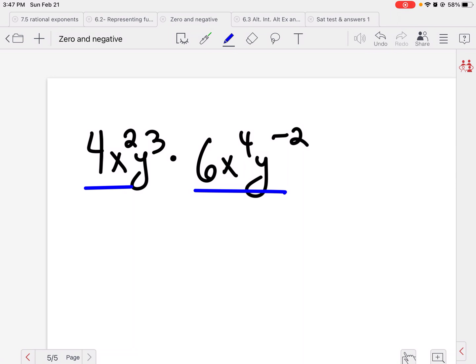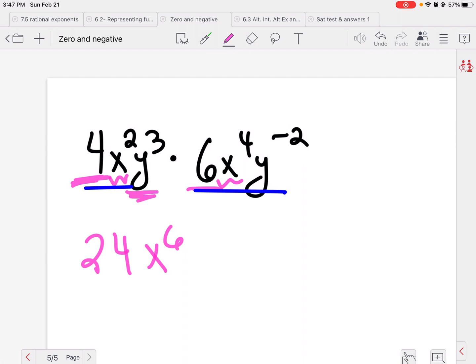Now we know with exponents, when we're multiplying, we add the exponents, but that does not change what we do to the coefficients. So the 6 and the 4 are not exponents. So we multiply those like we normally would. Well, 4 times 6 is 24, okay? And now we look at the bases together. So I have x squared times x to the 4th. Well, that would be x to the 6th.